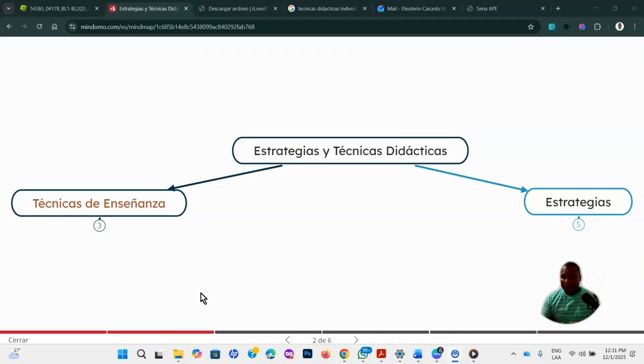So the strategy is to plan, and we plan from the topic, we plan from the program, we plan for the class, and we plan and structure and establish the sequence and order in which we're going to share with the students or apprentices the subject or the topic.